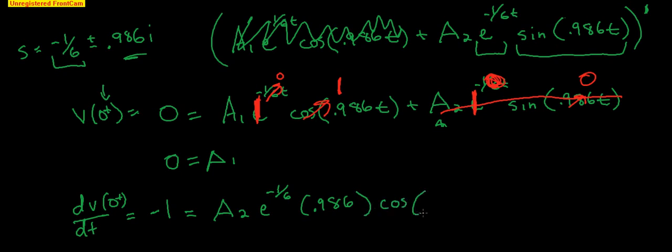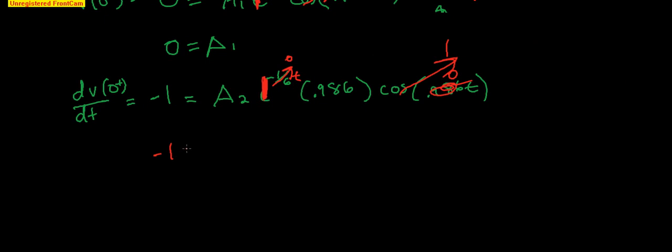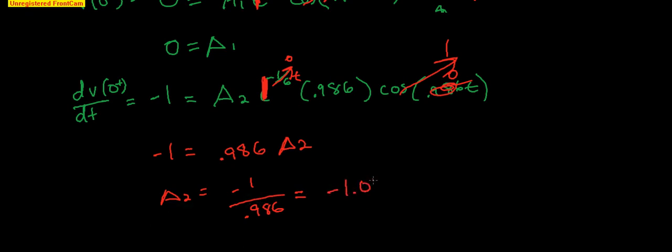cosine of 0.986 t. Okay, so now when we plug in t, this will become 0, cosine of 0 just goes to 1. Alright, there's also, I missed the t over here, there's a t right there. This also goes to 0, e to the 0 equals 1. Alright, so now negative 1 equals 0.986 A2, or A2 will equal negative 1 over 0.986, which equals negative 1.01.